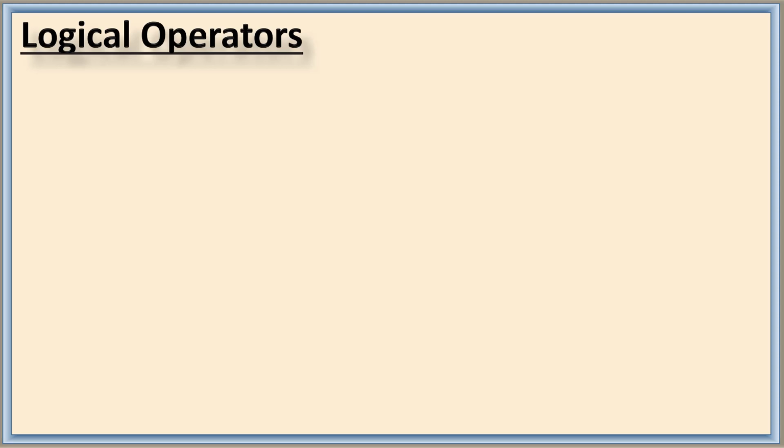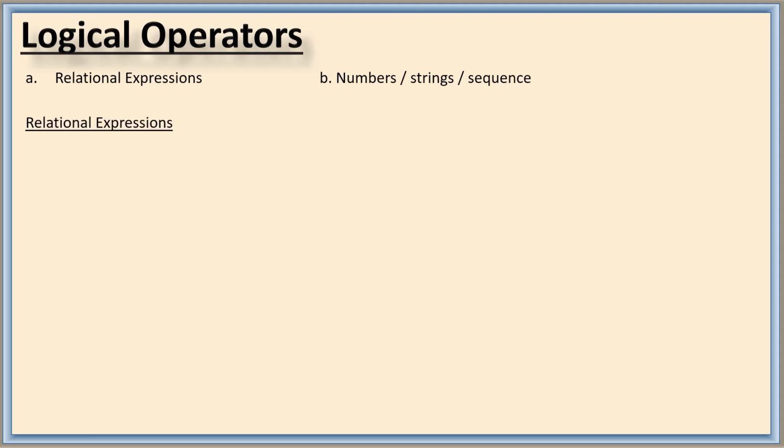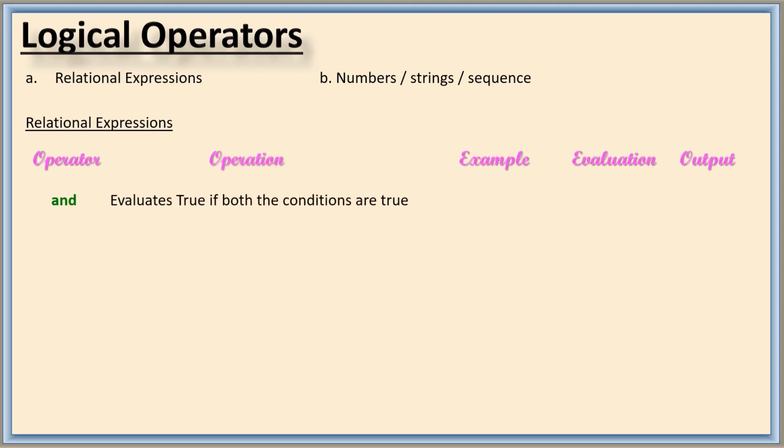Logical operators. There are three logical operators. The first one is AND, the second one is OR, and the other one is NOT. These logical operators work on relational expressions as well as numbers or strings or sequences. If we check with the relational expressions, the AND operator evaluates true if both the conditions are true. For example, I have two expressions with the logical operator AND.